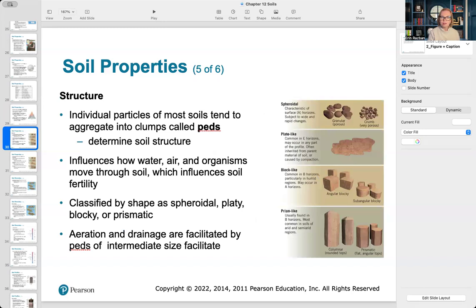So now, when we're looking at soil structure, we're getting into the really cool part. Soil particles don't just sit randomly. They form larger aggregates called peds. And these peds come in four basic shapes. They're spheroidal, round, plate-like, flat, block-like, cubic, and prism-like, column shaped.